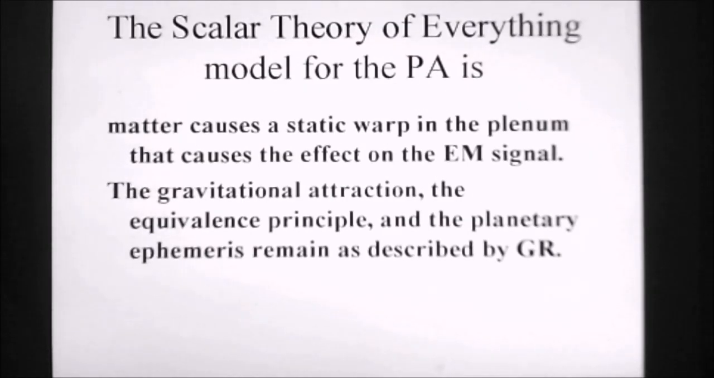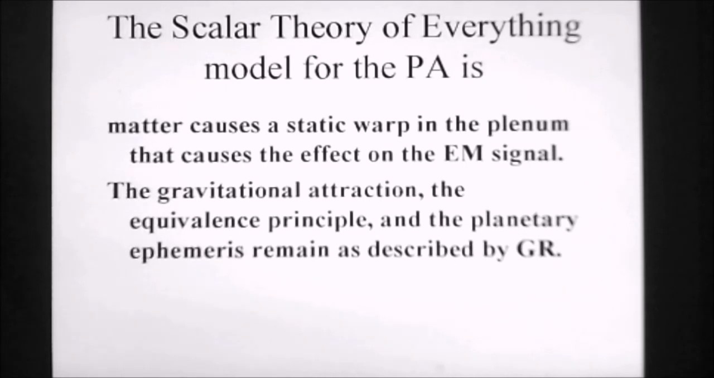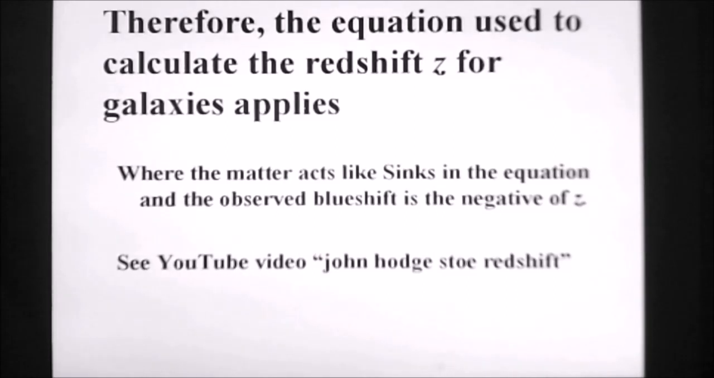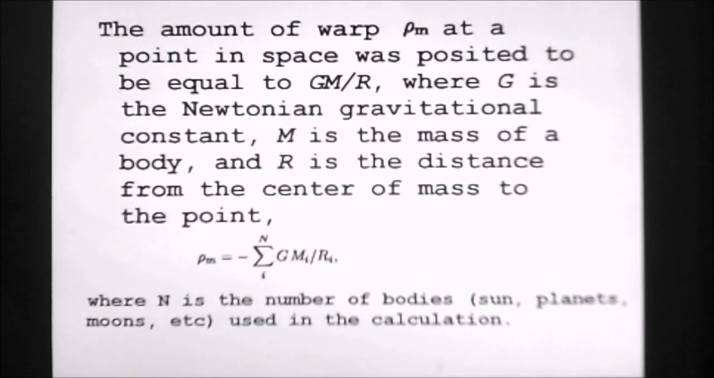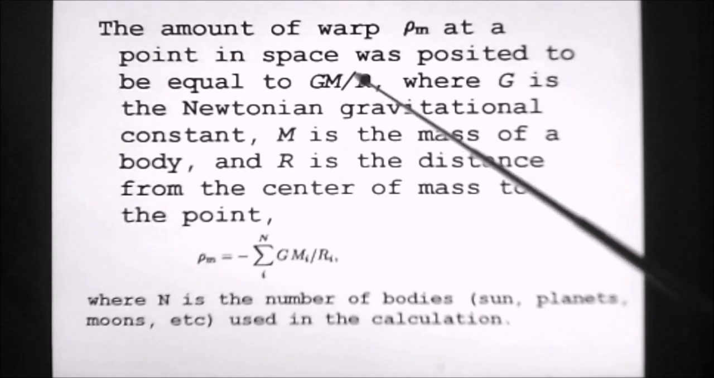The Scalar Theory of Everything model for the Pioneer anomaly is that matter causes a static warp in the plenum that causes the effect on the signal. The gravitational attraction, the equivalence principle, and the planetary ephemeris remain as described in general relativity. Therefore, the equation used to calculate the redshift for galaxies applies, where the matter acts like sinks in the equation and the observed blue shift is the negative of the galaxy redshift. You can see my video about redshift. The amount of warp, rho, at a point in space was posited to be equal to the gravitational constant times the mass of a body divided by the distance to the point.